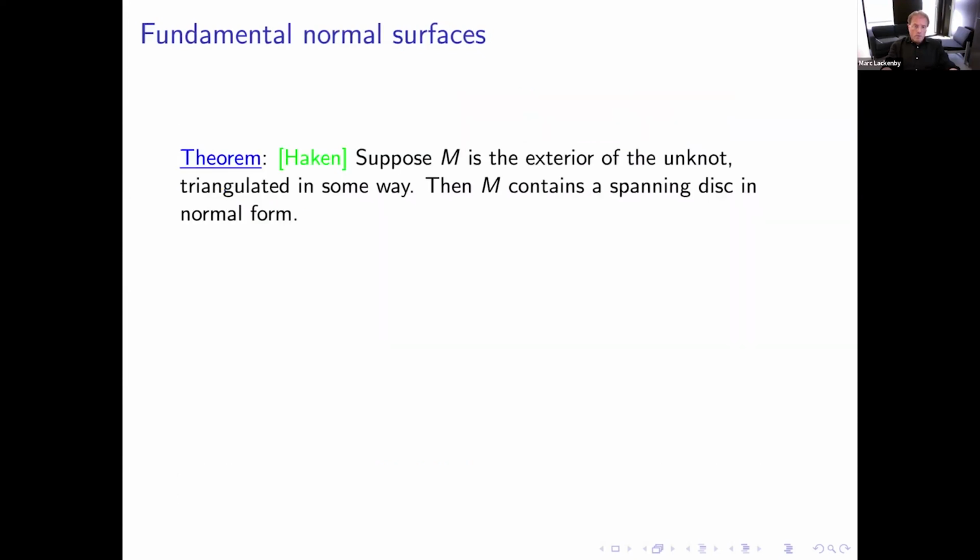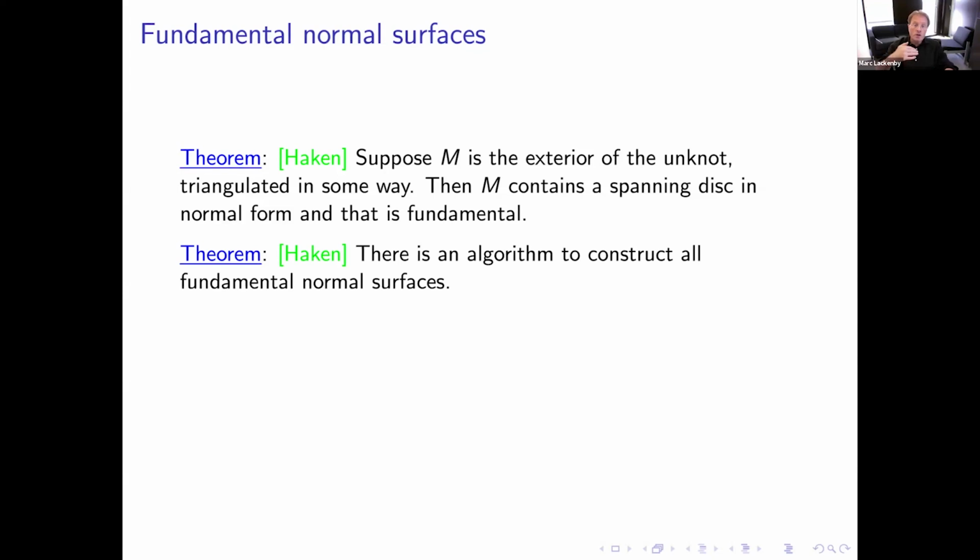So what Haken showed, and this isn't actually that hard, is that if you have the exterior of the unknot triangulated in some way, we know that because it's the exterior of the unknot it contains a spanning disk. But in fact, you can put that spanning disk in normal form. And moreover, you can arrange, and this is harder to show, that it's actually fundamental. Moreover, you can construct all fundamental normal surfaces. It turns out that fundamental surfaces can't be too big in some sense, can't have too many triangles and squares. So you can actually construct them all.